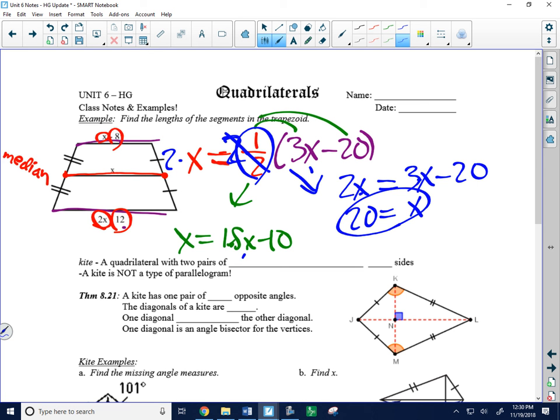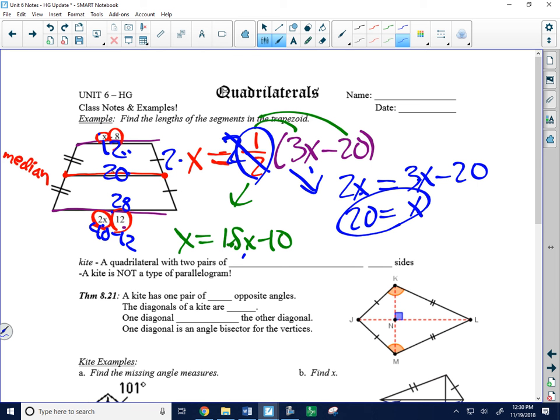So if I want to find the lengths, this is 20, this is 20 minus 8, which is 12. And then we could actually find this one, plus 8, plus 8, plus 8. Or if you plugged it in, it'd be 2 times 20 is 40 minus 12, which is 28.